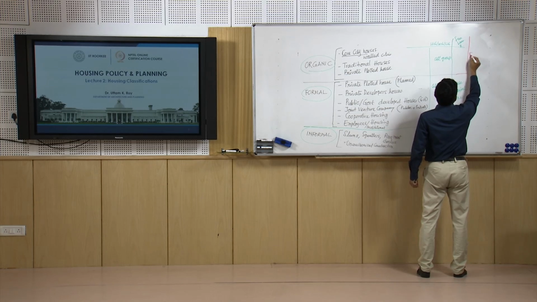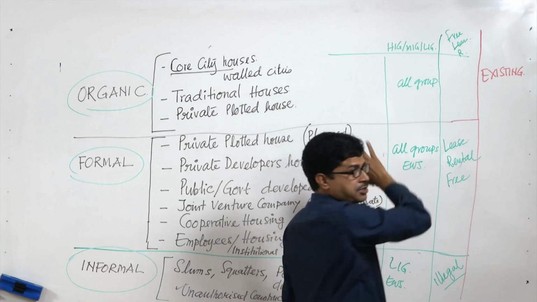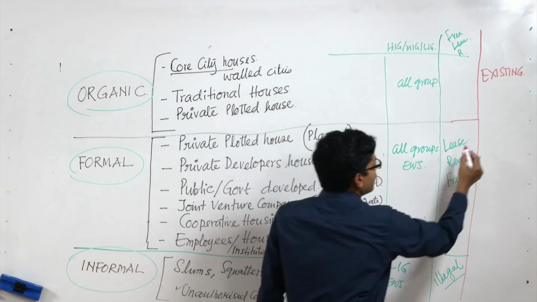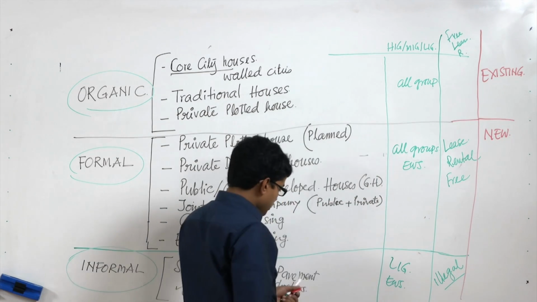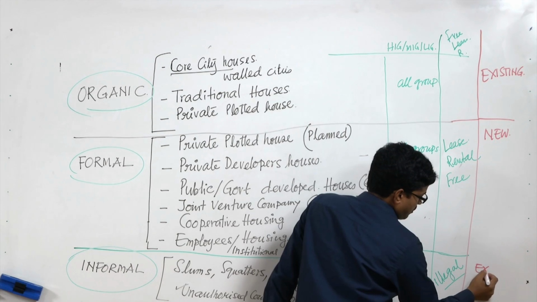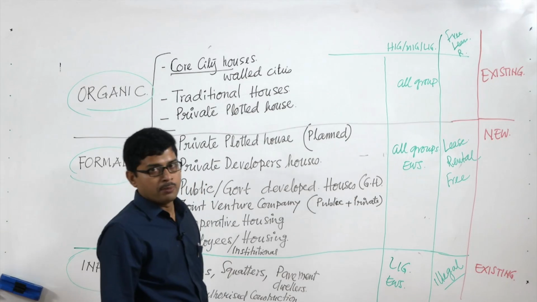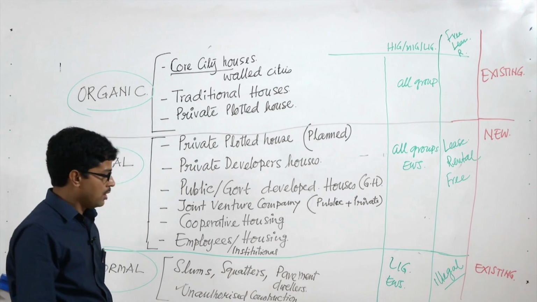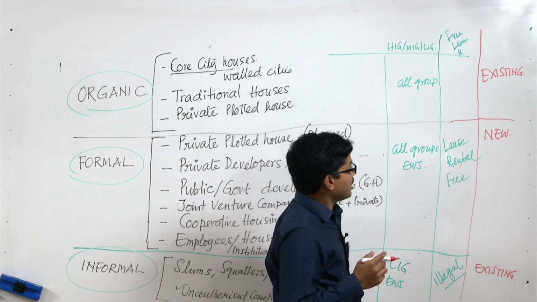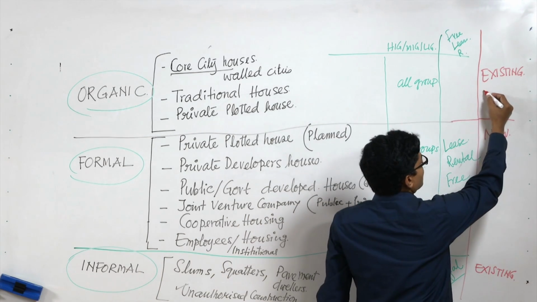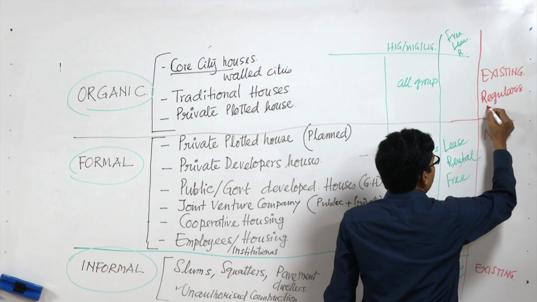these are basically existing settlements or houses, and these are new houses which are provided by the government or the private agencies, and this is also existing slums and squatters. Mostly it takes 1/3 of the city population. Now, since these two are mostly existing or ongoing processes, basically what we need to do is regularize or control.